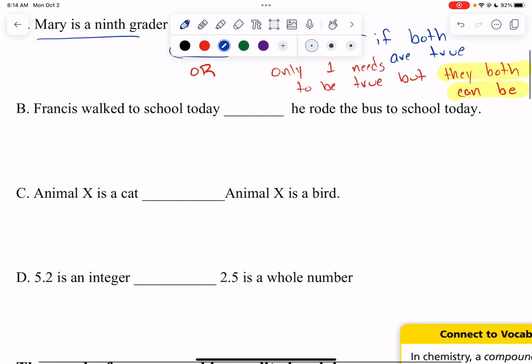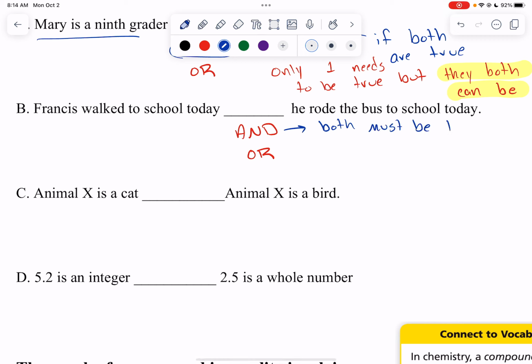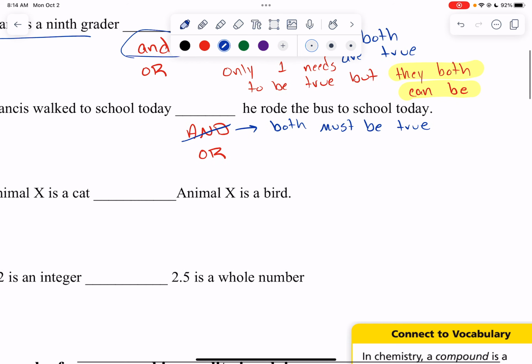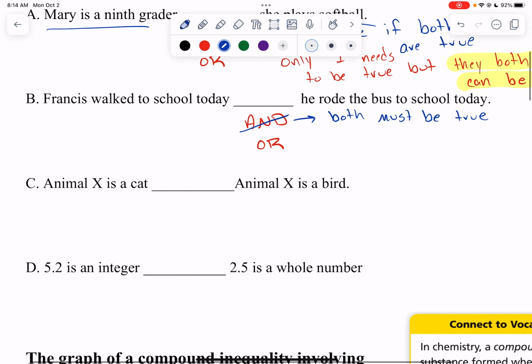Okay. The next one, Francis walked to school and he rode the bus to school today. So now we have to ask ourselves, does an and or an or make more sense? Now, again, both must be true. Is it possible for Francis to both walk to school and ride the bus to school? Nope. In this case, an and would produce a false statement. So in this case, or would be a better fit. Francis walked to school today or he rode the bus to school today. If he has both for options, or is a better fit.